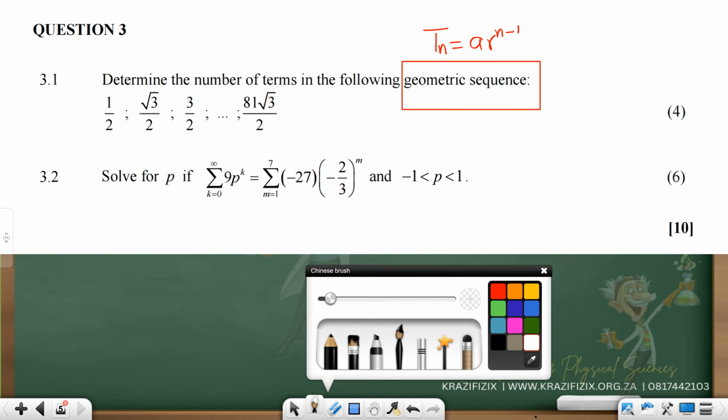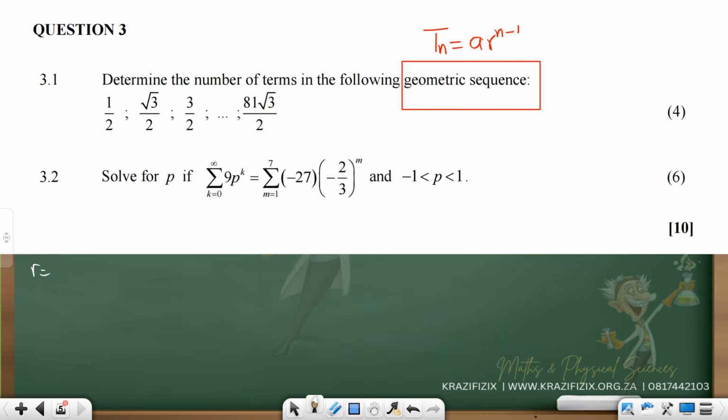What is our r, by the way? Our r is always T2 divided by what? T1, which is root 3 over 2 divided by 1 over 2. And that should be what? Root 3. So I already know my r. Now, what is my Tn? Formula? Tn, what is our a? 1 over 2. What is our r? Root 3 to the power of what? N minus 1.